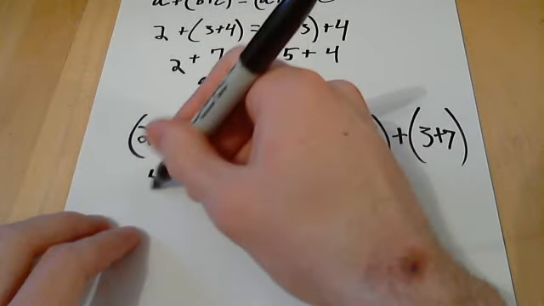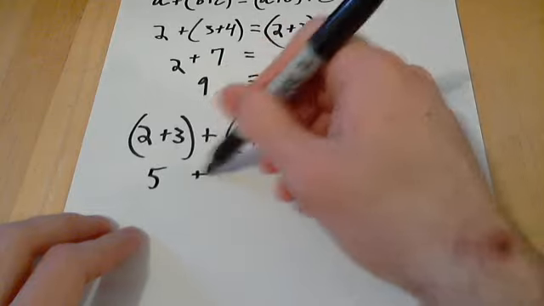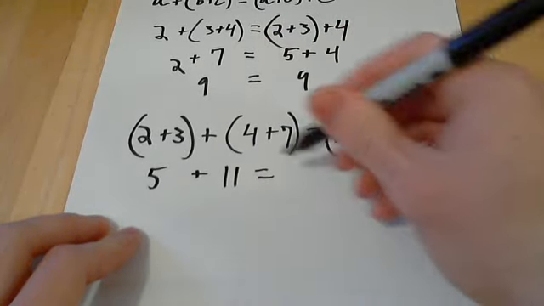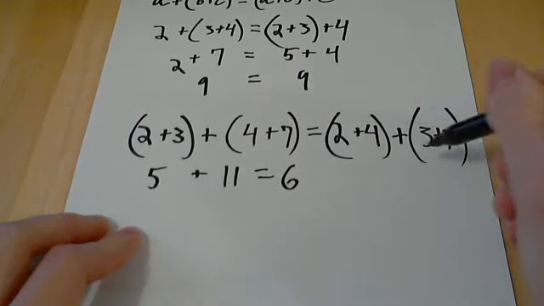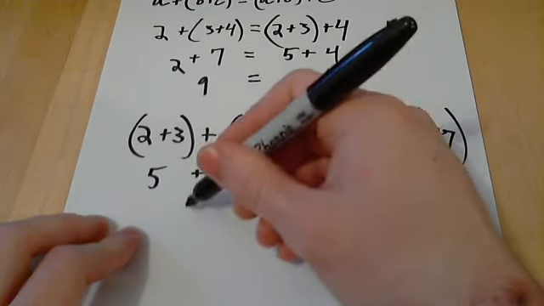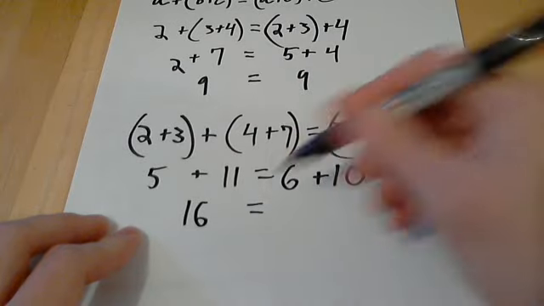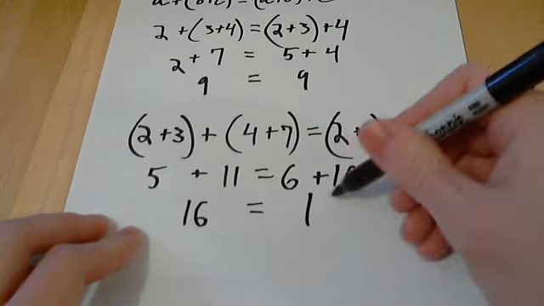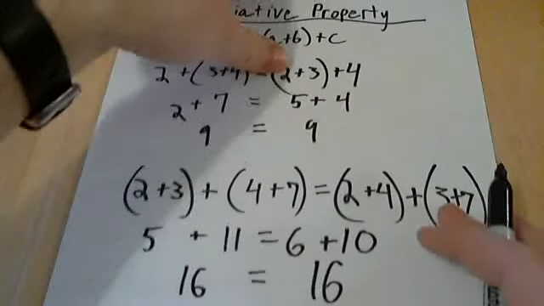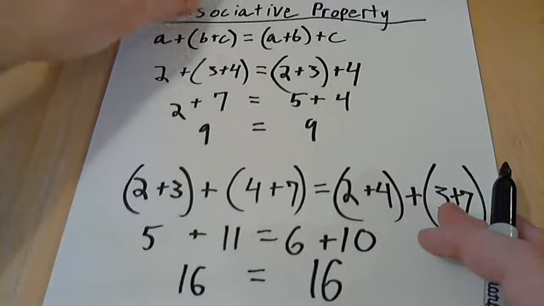2 plus 3 equals 5, plus 4 plus 7 equals 11. Then 2 plus 4 equals 6, 3 plus 7 equals 10, and 5 plus 11 equals 16, and 10 plus 6 also equals 16. So that just kind of proves that the associative property of addition works and how it works. So now let's take a look at the associative property of multiplication.